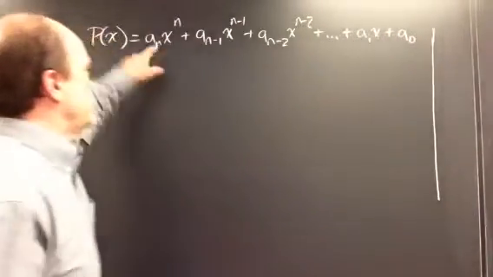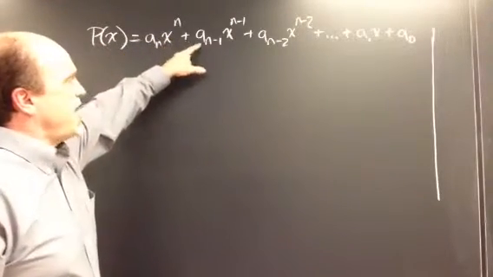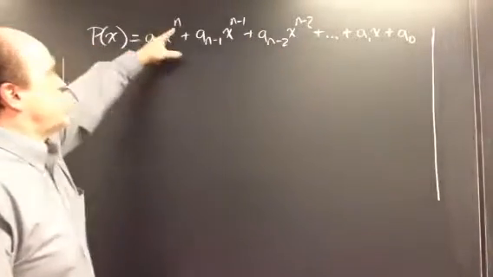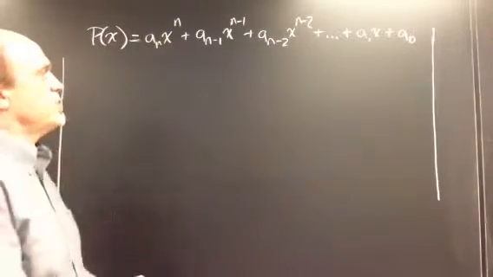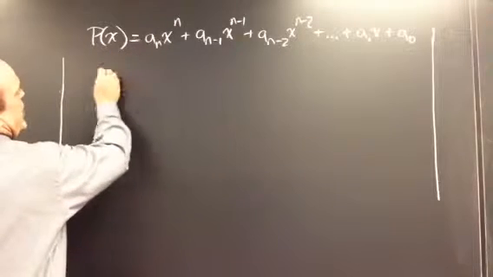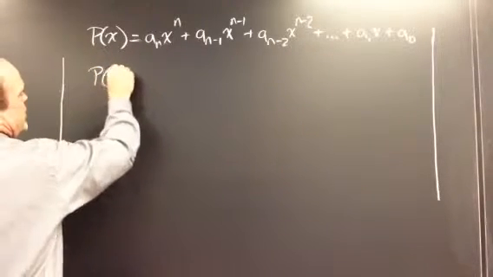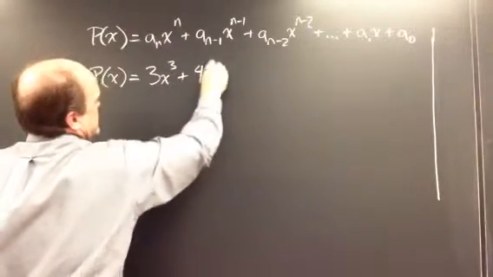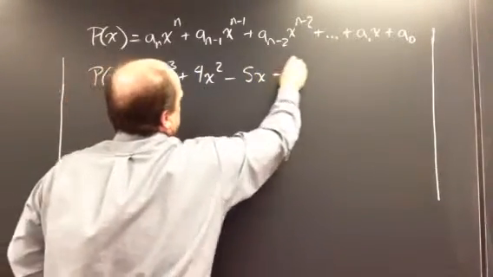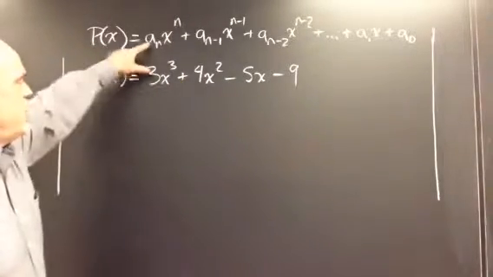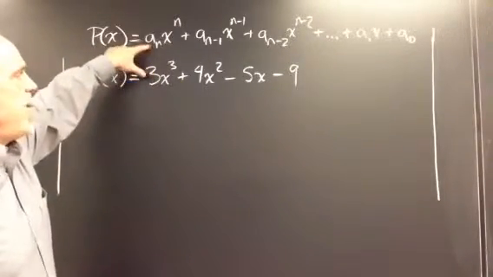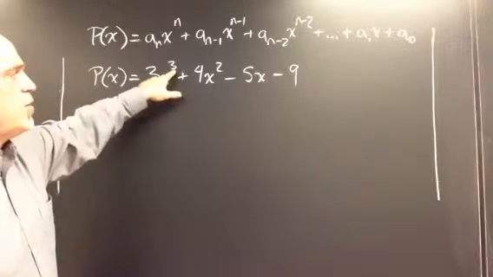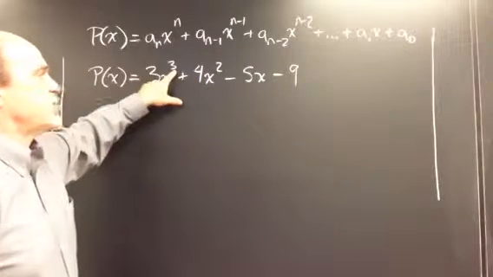Those are subscripts: a sub n, x to the n, plus a sub n minus 1, x to the n minus 1, a sub n minus 2. So n is called the degree of the polynomial. So if you go with something that, like I said, you'd be familiar with, if we went with 3x cubed plus 4x squared minus 5x minus 9, this would be the leading coefficient, a sub n, or 3. So it's a third degree polynomial because the term of highest degree is a 3.